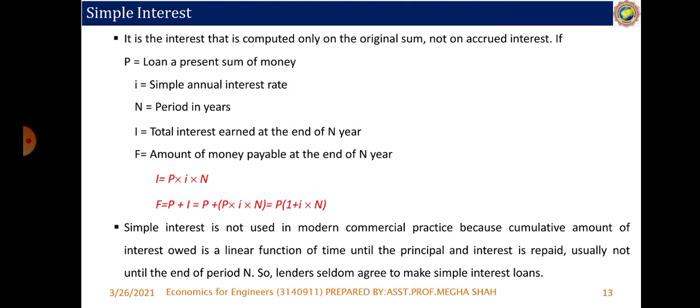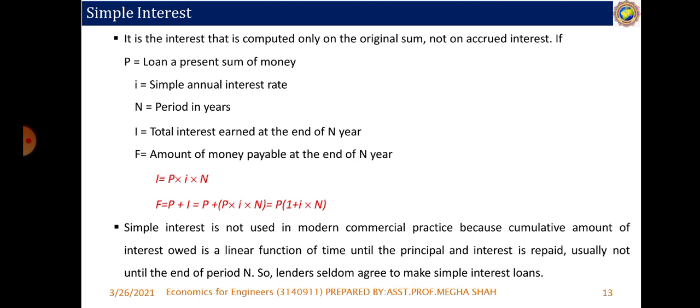Now first we are talking about simple interest. It is an interest that is computed only on the original sum, not on accrued interest. So here, first we initialize some variables. P means loan or present sum of money. I means annual interest. N means period of n years.